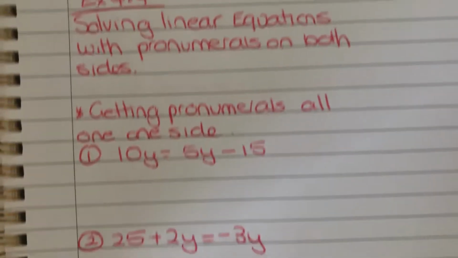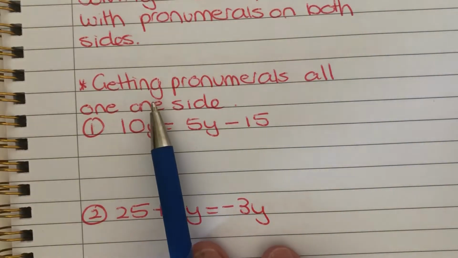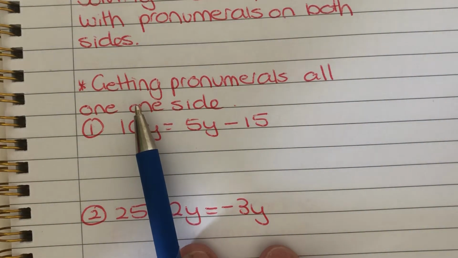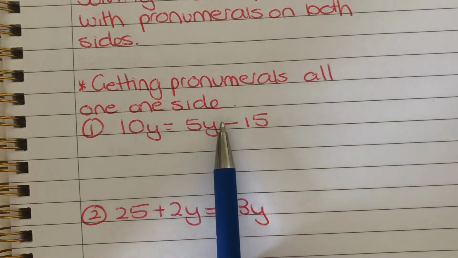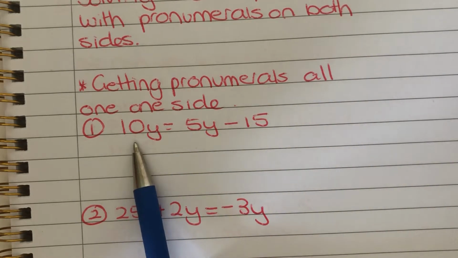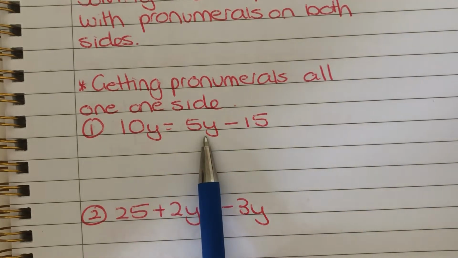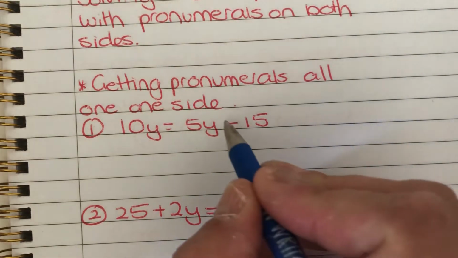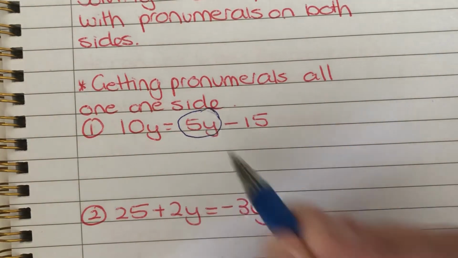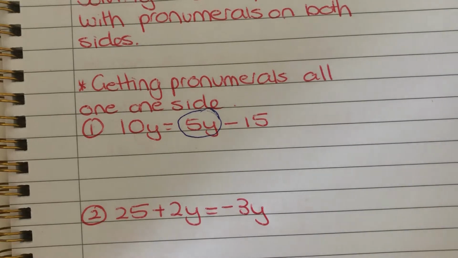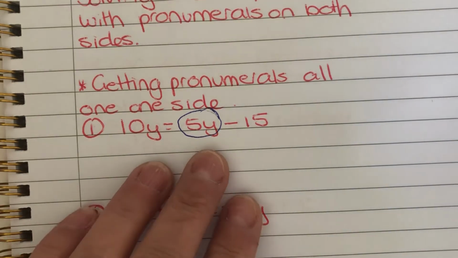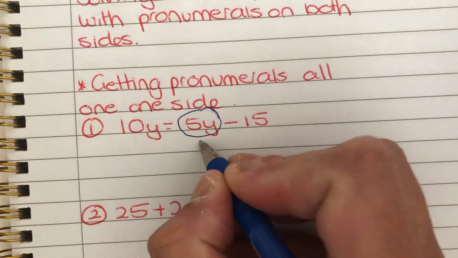Okay, so the first thing we want to know is when we want to do this sort of stuff today, we are going to get the pronumerals all on one side. So as you can see here, there's a 10y here and a 5y here, which doesn't make us happy. Consider this one whole block, and as it sits there, it's just 5y. If you had 5 apples and you wanted to get rid of them, you would take away 5 apples. So consider this 5y and we want to take away 5y.